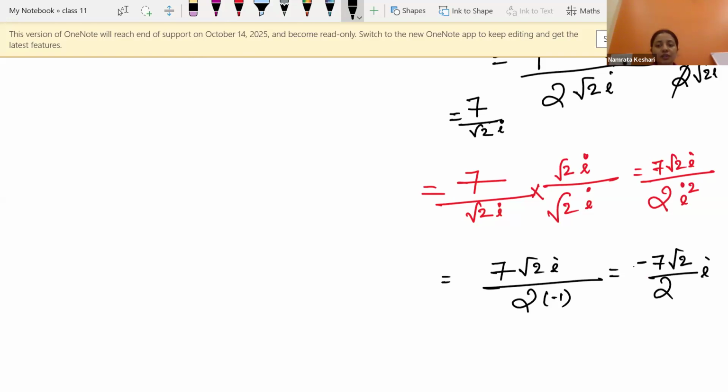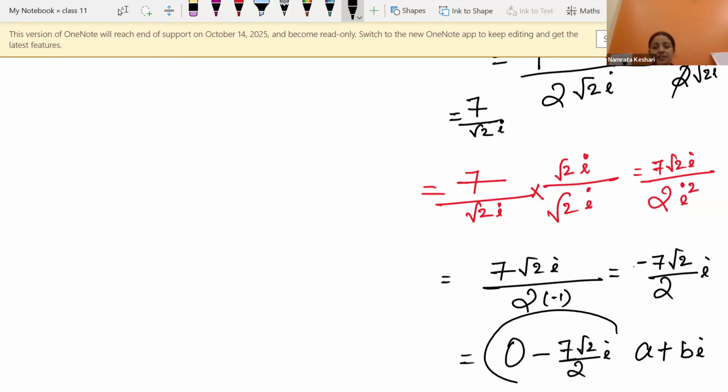Again and again I am repeating, the standard form is a plus bi, or a plus ib. So you can write it in that format. You can say your a is 0 and you have ib in front of you, and this is in standard form where a is 0 and b is negative 7 root 2 by 2. Clear?